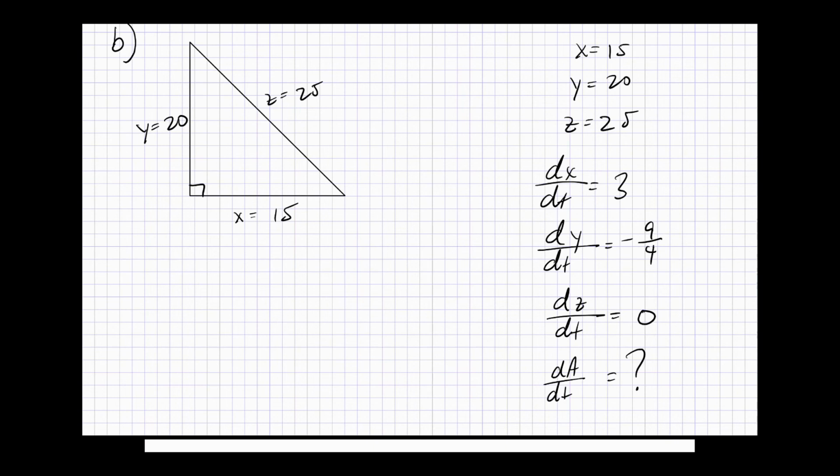Area of a triangle. There are different ways to write the area of a triangle: 1/2 base times height, or base times height divided by 2. Any way you want to write it, there's no preference. The only thing is we didn't use B and H. We used X and Y, right? So let's change that to X and Y. Instead of B and H, base is X, height is Y.